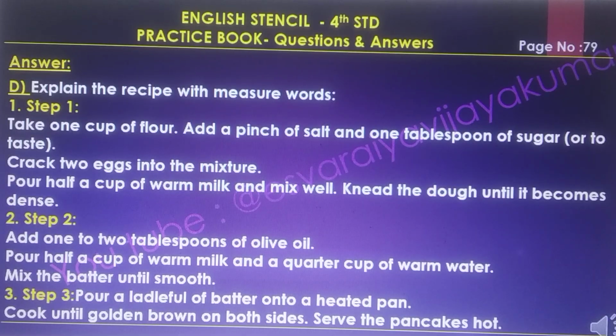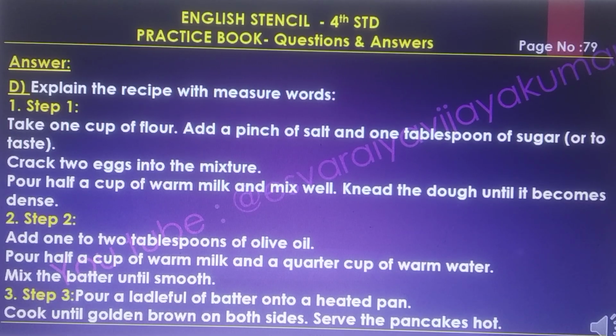Step 1. Take 1 cup of flour, add a pinch of salt and 1 tablespoon of sugar to taste. Crack 2 eggs into the mixture. Pour in a cup of warm milk and mix well. Knead the dough until it becomes dense. Step 2. Add 1 to 2 tablespoons of olive oil. Pour in a cup of warm milk and a quarter cup of warm water. Mix the batter until smooth.